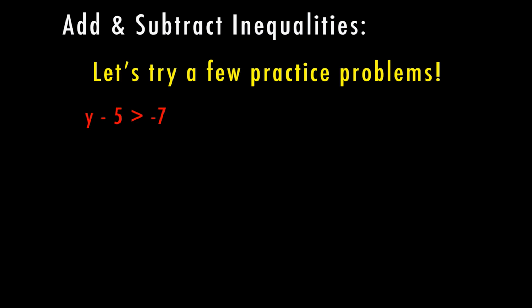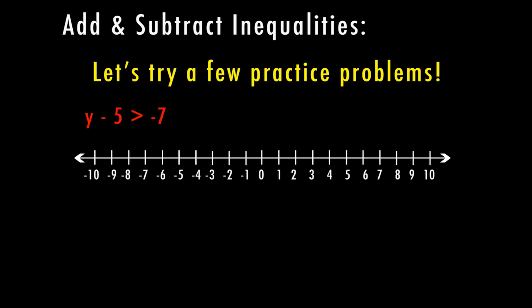So now we have y minus 5 is greater than negative 7. So on the side of my variable, I have a minus 5, which means I'm going to do the opposite, and I'm going to add 5. Whatever I do to one side, I have to do to the other. So my minus 5 plus 5 is going to cancel. So y is now greater than negative 7 plus 5.